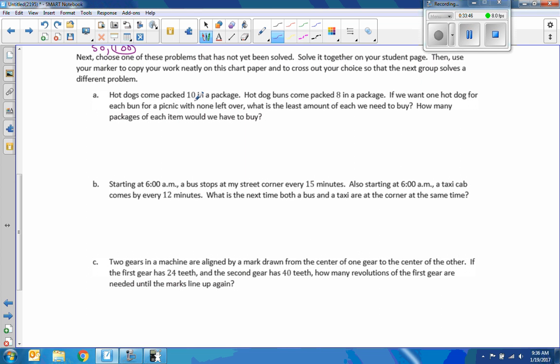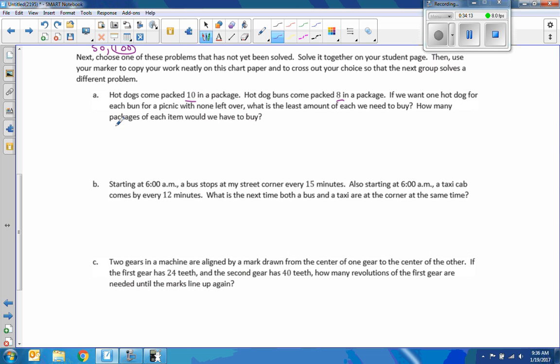Hot dogs come in packs of 10. Hot dog buns come in packs of 8. If we want one hot dog for each bun for a picnic with none left over, what is the least amount of each we need to buy? How many packages of each item would we have to buy? So no, don't say, well, let's just buy one pack of each. We have 2 extra hot dogs, we'll throw them to the dog. Okay? We want to know, without waste, how many hot dogs and how many buns we need.